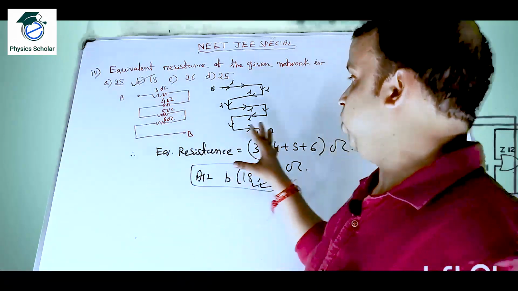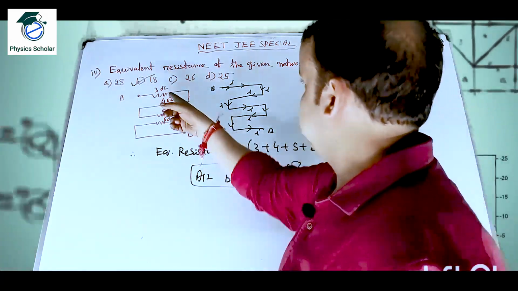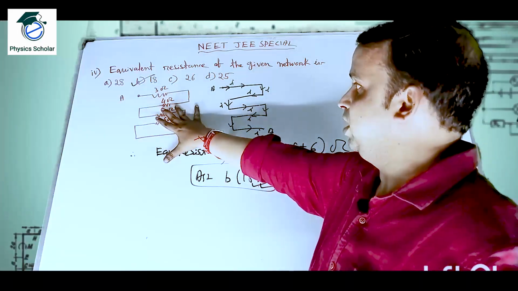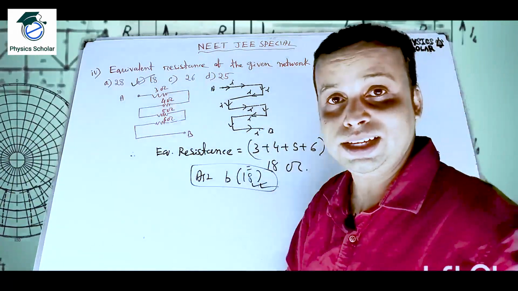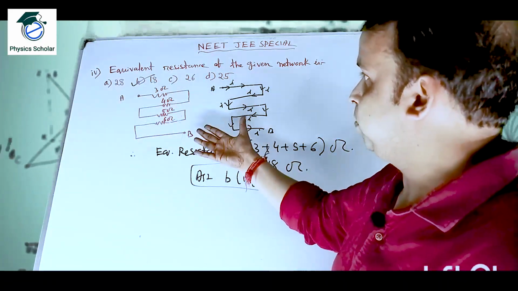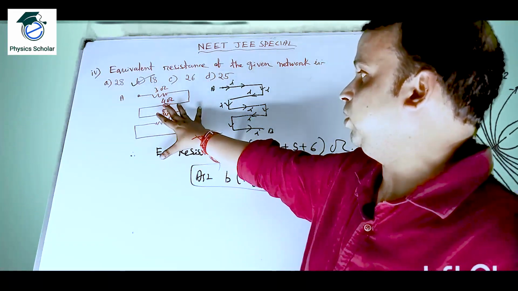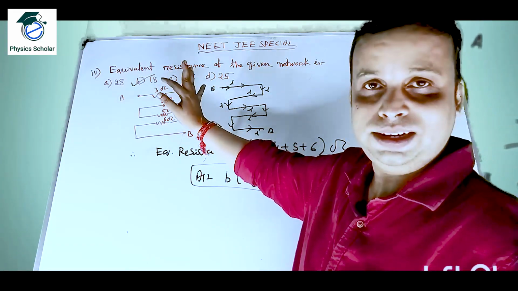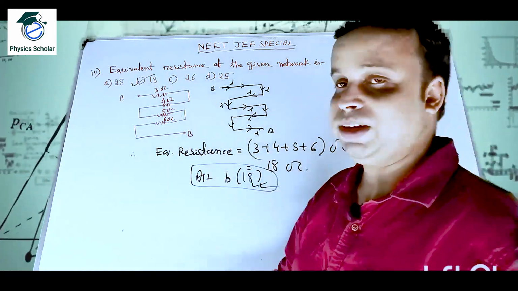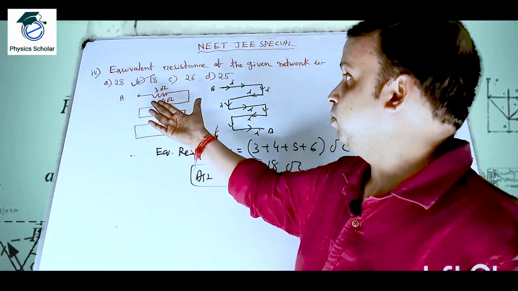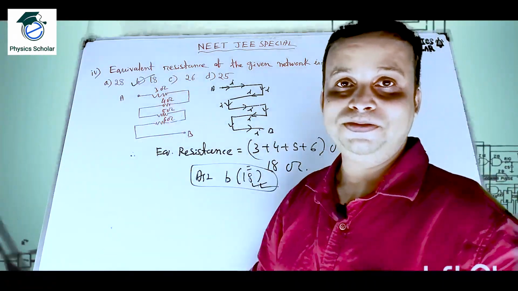Clear? So hope you have understood this. The equivalent resistance of the given network is 18 ohms, because all the resistances are connected in series. This type of problem is very easy. You only have to understand whether they are connected in series or parallel. So now without further delay, let us move to problem number 5.